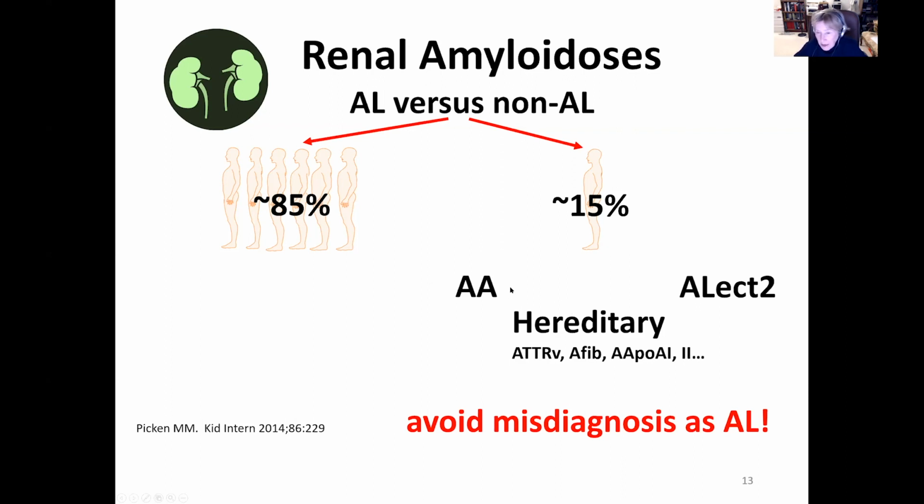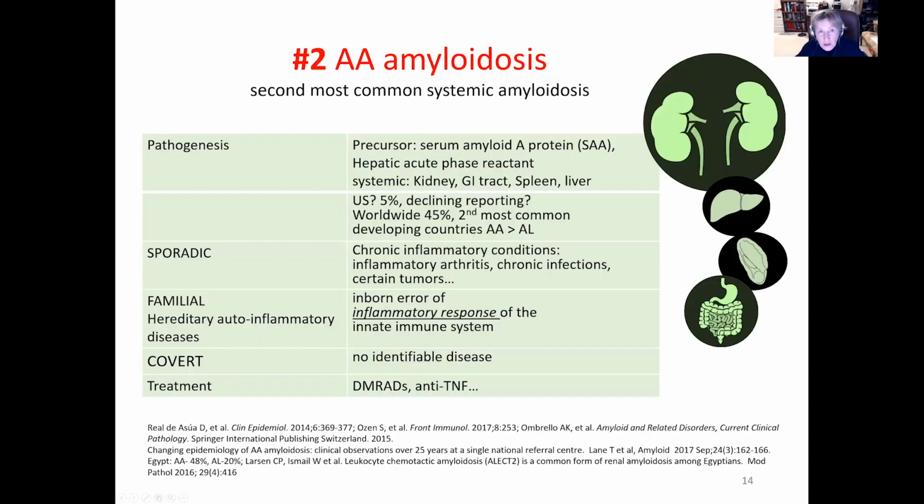We have AA, this inflammatory amyloid, ALECT2, and then hereditary amyloidosis. Some are maybe familiar to you. There are also some which are clearly very rare, zebras, and it is extremely important to avoid misdiagnosing those as AL, which we see all the time, I should say. So with this introduction, let's take a look at the old friend AA.